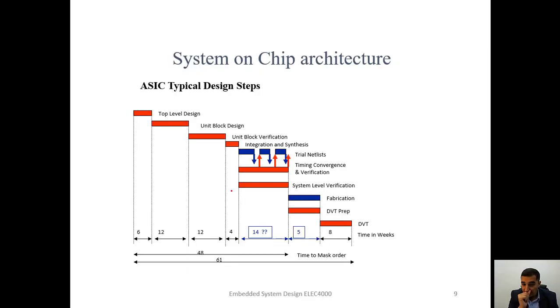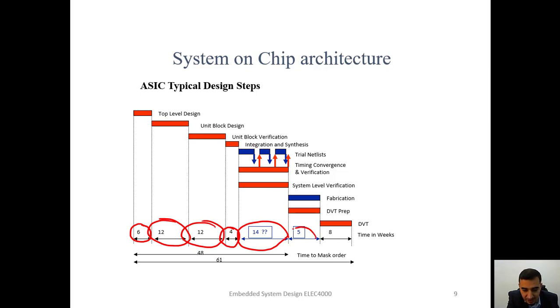Now, in terms of design time, what happens is, as we start building our system, you can see here that we need 6 weeks to start implementing. The top level design will need 12 weeks. The unit block design will need another 12 weeks. Then the unit block verification will need another 4 weeks. Over here we have 14 weeks to build our integration.